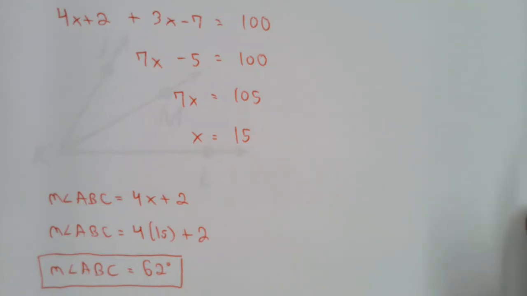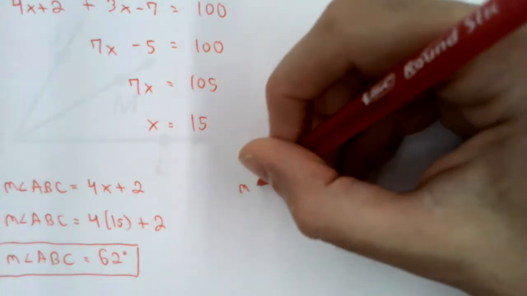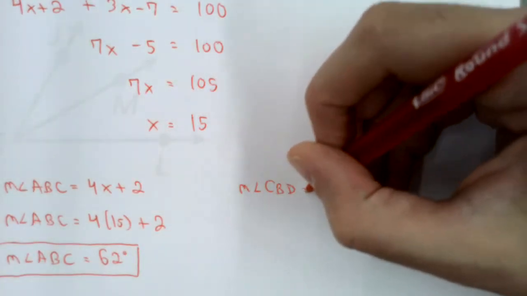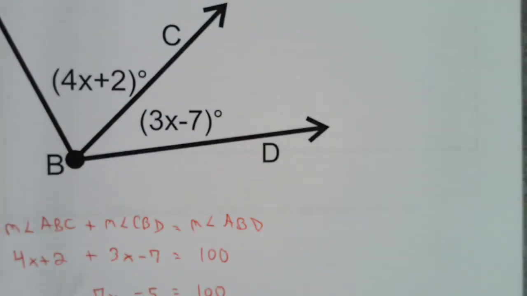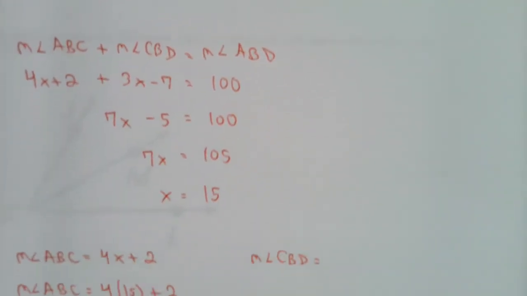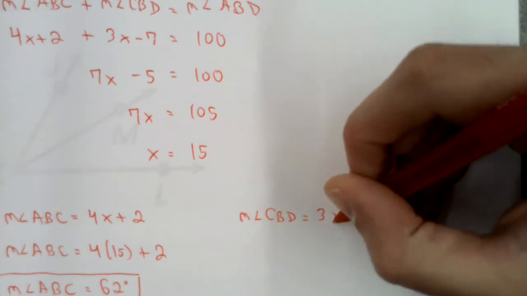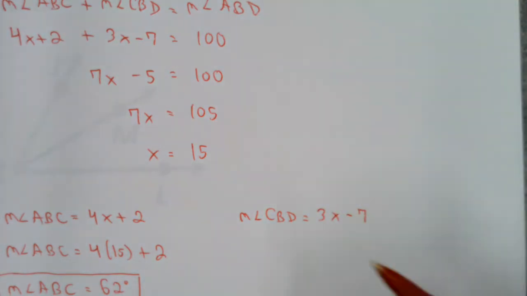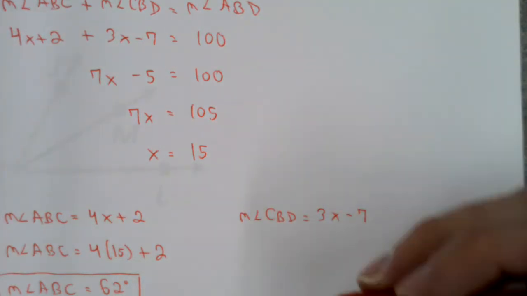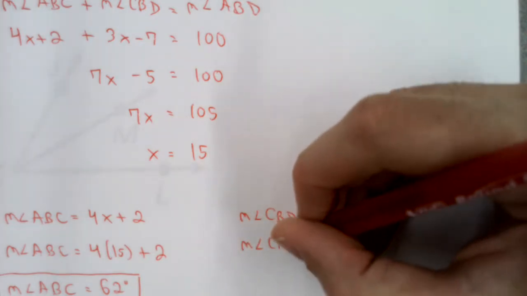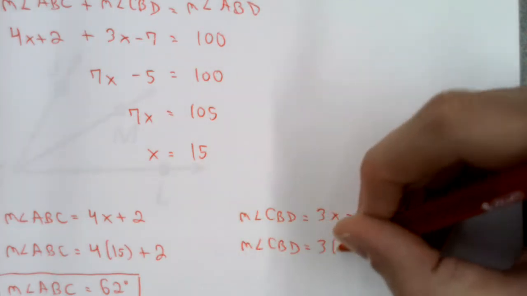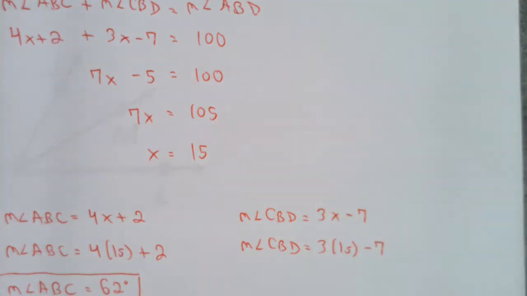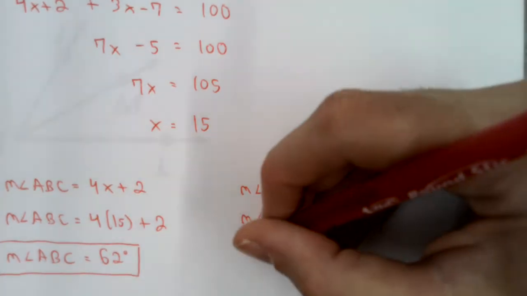And now let's do the measure of angle CBD, which labeled above is 3x minus 7. And we established that x is 15, so 3 times 15 minus 7. So 45 minus 7 is 38 degrees.